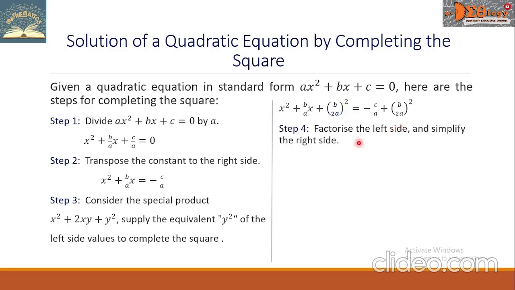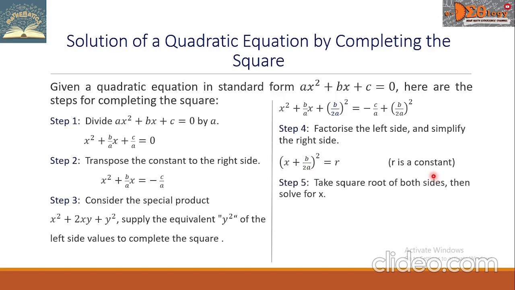Step 4. Factorize the left side and simplify the right side. The left side becomes x plus b over 2a with power 2. And the right side is equal to r. And this r is a constant. Now step 5. Take square root of both sides, then solve for x.